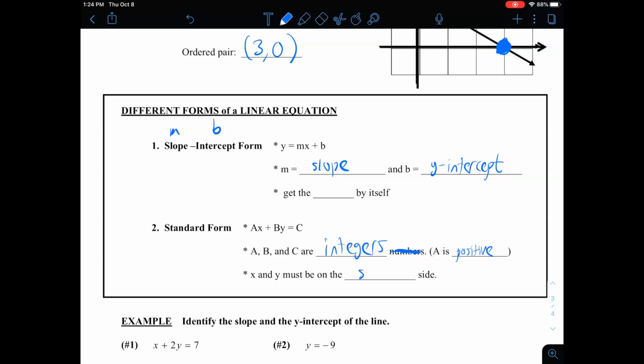And x and y must be on the same side for standard form. So you would have y equals mx plus b for slope-intercept. You could do y equals 2x minus 4, and 5x minus 2y equals 17 would be an example of standard form.